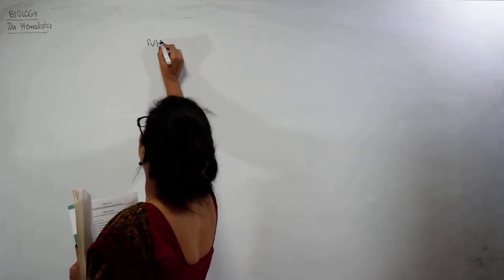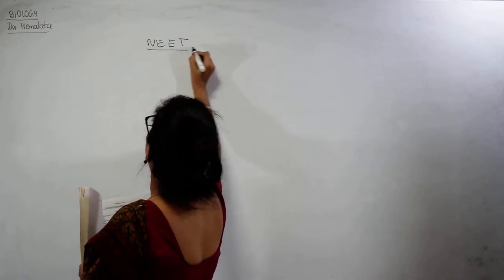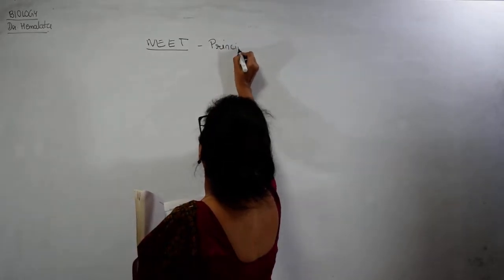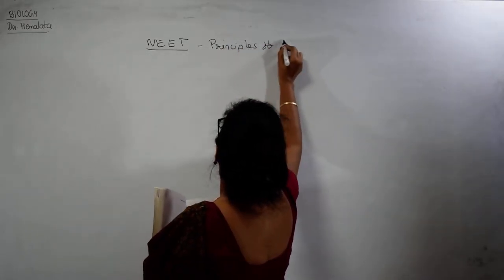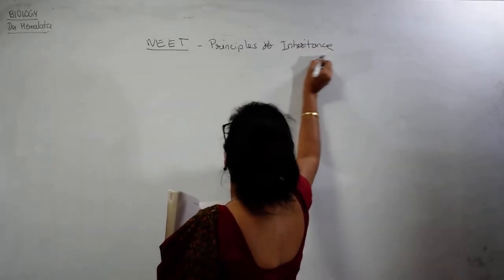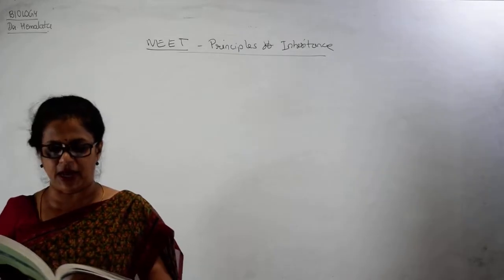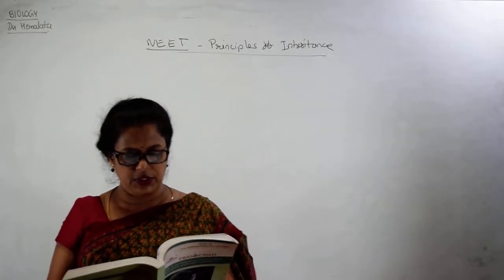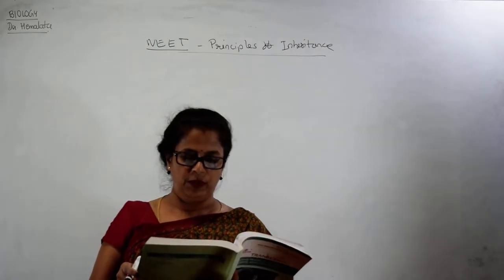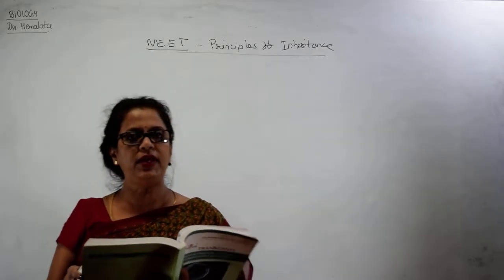So we are talking about NEET questions on the principles of inheritance. First unit, principles of inheritance. We are going to take the book and start working, right? Second question says, in a dihybrid cross, if you get a 9:3:3:1 ratio, it denotes that, what will it indicate?